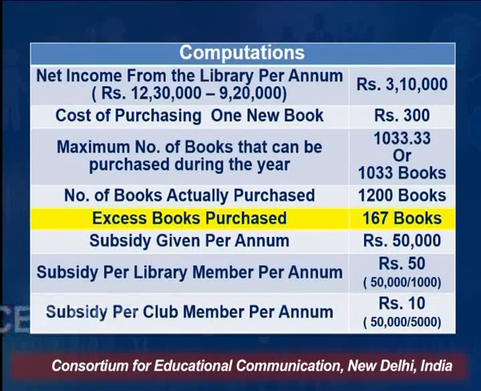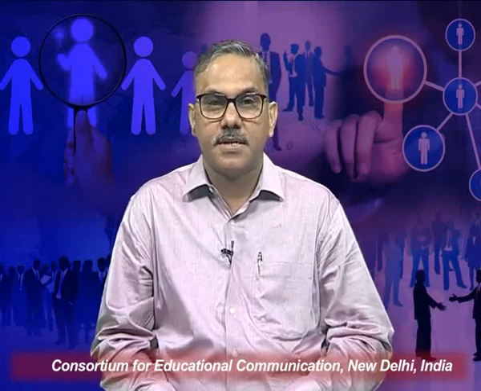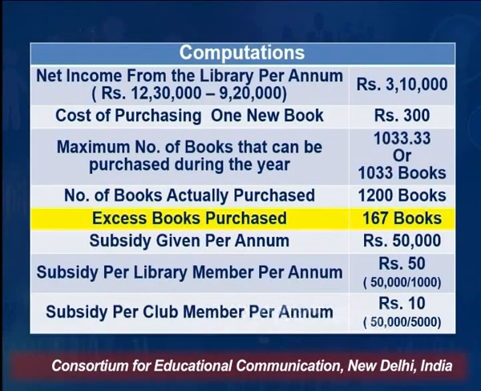You must be feeling, sir, where is it written that these excess books are provided to the members? See, this entire library is being created and managed for the members only. So the excess books which you have purchased are basically a subsidy which you are offering to your members. Subsidy given per annum is rupees 50,000. Subsidy per library member per annum comes to be rupees 50. And for subsidy per club member per annum, you have to divide it by 5,000. It is rupees 10. So now we are done with the entire calculation part.